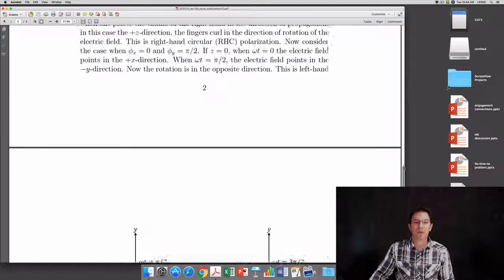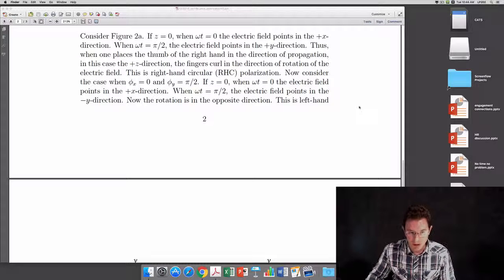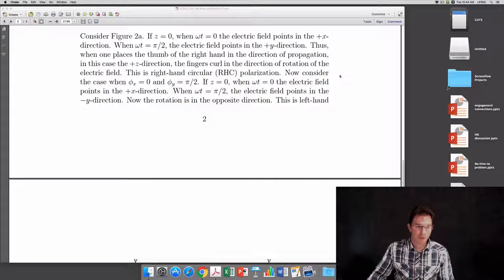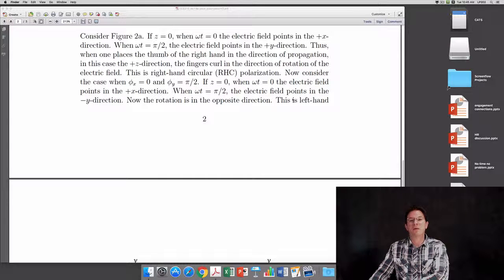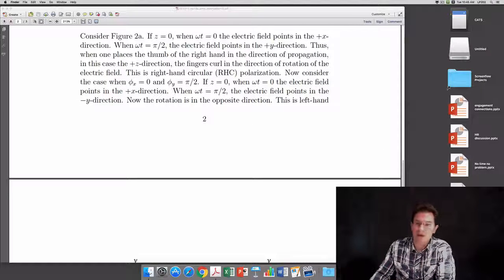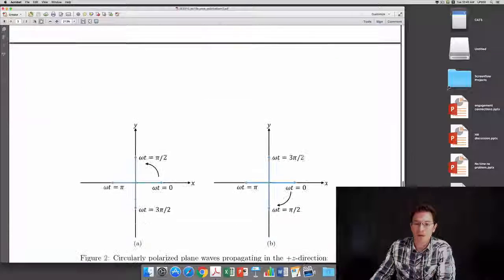Let's look at an example of left-handed circular polarization. You can generate a left-handed circular polarized wave if you again allow the phase of the x component to be 0, but in this case we're going to allow the phase of the y component to be positive pi over 2. Again, let's fix a particular position, z equals 0, and we're going to let omega t be equal to 0 initially. In this case, the electric field will be pointed along the plus x direction. When omega t is equal to pi over 2, the electric field is going to point in the minus y direction. Let's go back to our figure.